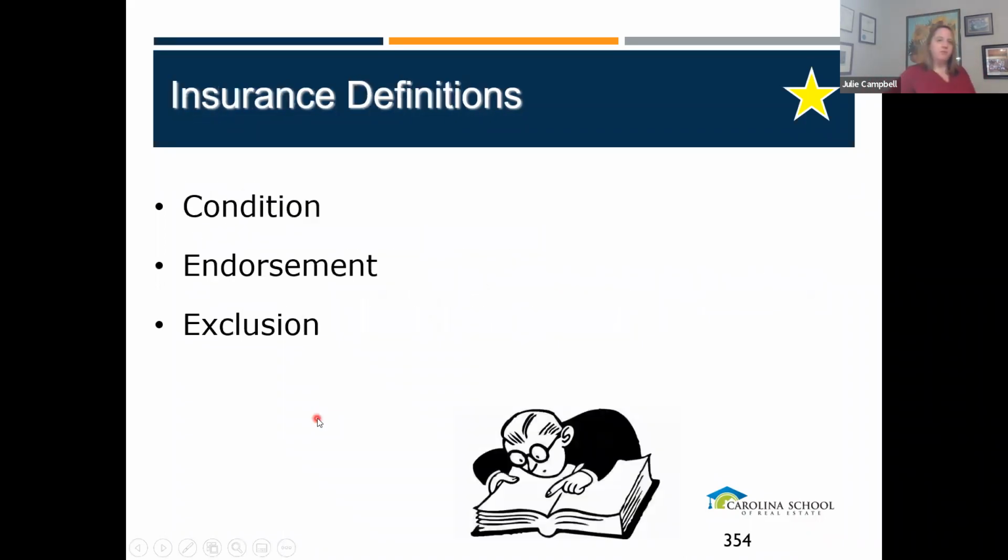On page 354, we're going to define some more words. A condition is a limitation of coverage. An example of a condition would be covering a vacant property. And we're going to talk all about vacant properties in just one second.